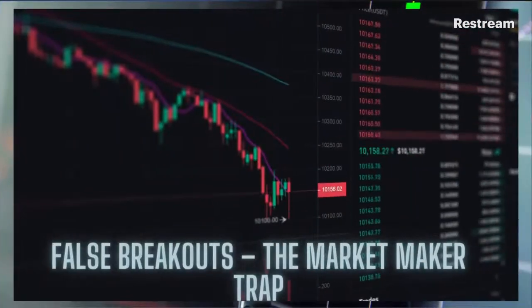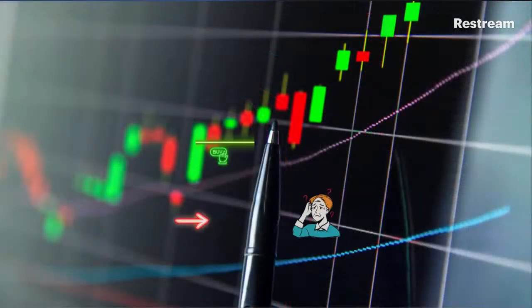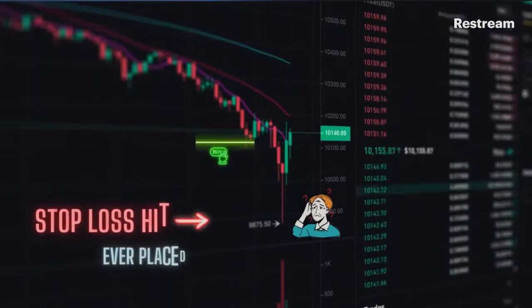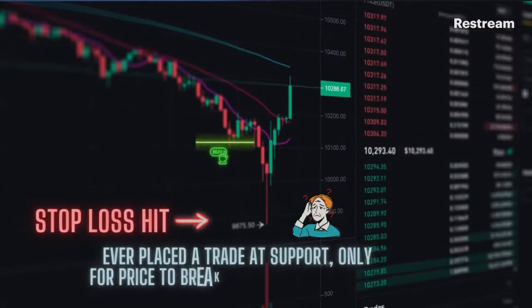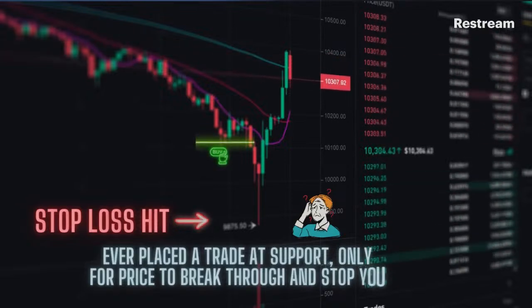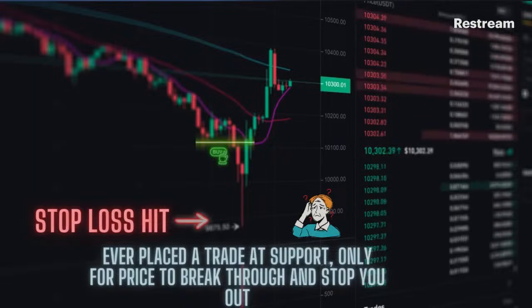Part 3. False breakouts, the market maker trap. Ever placed a trade at support only for price to break through and stop you out, then suddenly reverse? That's a classic fake breakout, and it happens because institutions love to hunt stop losses. Here's how they do it.